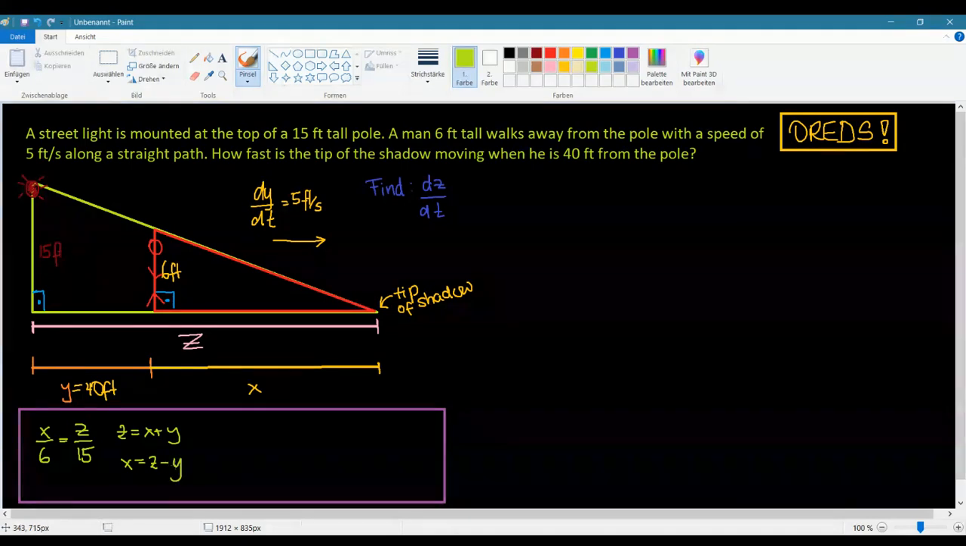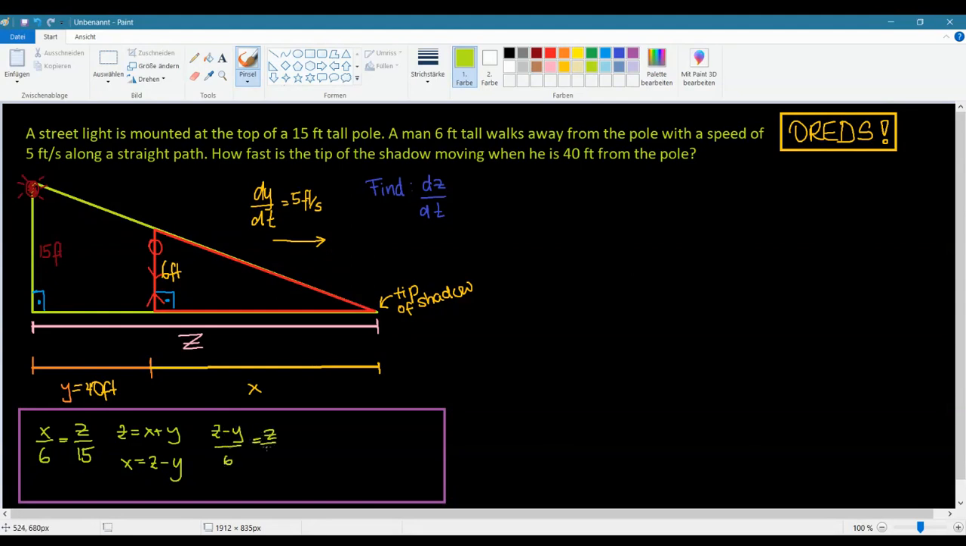Oh, sorry. I didn't mean that we don't know what z is. We're going to be solving for the rate, so we want everything in terms of z, because that's the rate we're looking for. I actually meant we don't know what x is, so we want to get rid of x. We want both to be in terms of z. But we know that x is z minus y, and we know what y is, so we could just use that instead. So we're actually going to have z minus y over 6 equals z over 15.